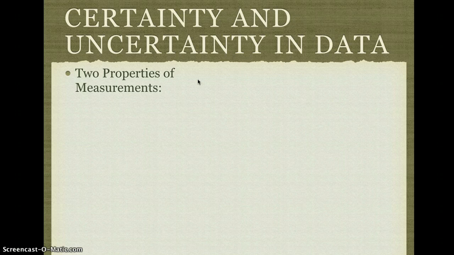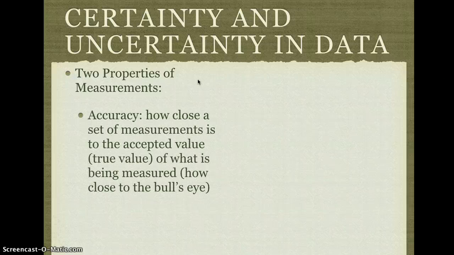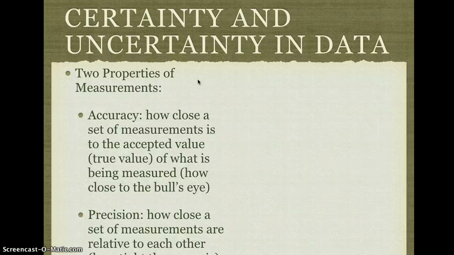We'll also look at some properties of measurements. We can look at accuracy and we can look at precision. Now when we look at these two, they mean two very different things. If we are accurate, we are hitting the bullseye. What we need to think of the bullseye as being is that true value, that accepted value. So accuracy is how close measurements are to the accepted value, or what we accept to be true. That's our target, that's our bullseye.